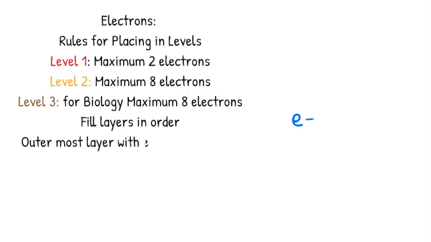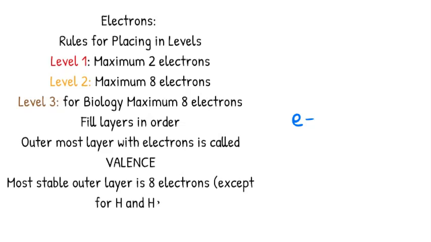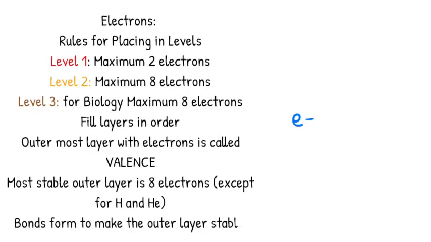And the most stable outer layer, the most stable valence, is 8 electrons, except for hydrogen and helium, whose outside layer is level 1, and so for them it is only 2 electrons. The reason chemicals form bonds is because they are trying to make the most stable outer layer. 8 for most elements, 2 for hydrogen and helium.